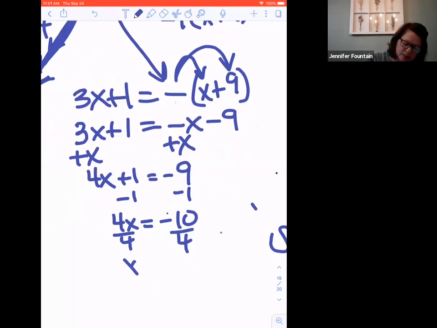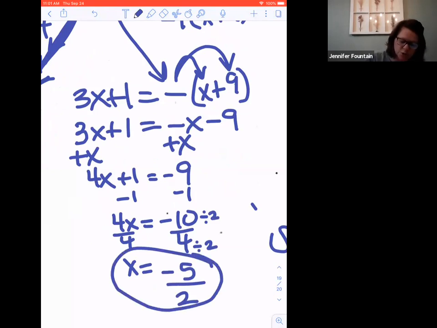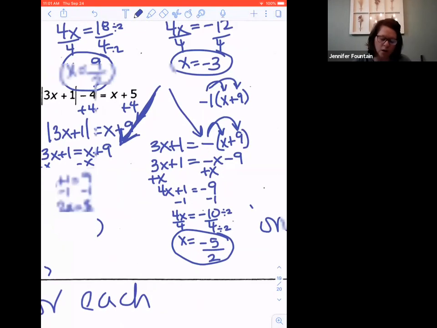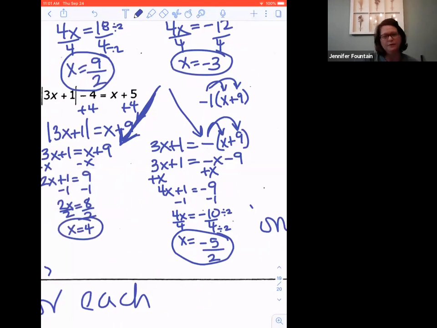Again, I can see that I'm going to end up with an improper fraction, but I want it to be in simplest form. So I've got to simplify 10 over 4, or -10 over 4. They're both divisible by 2. So I end up with -5 over 2. So my 2 possible solutions here are 4 and -5/2.